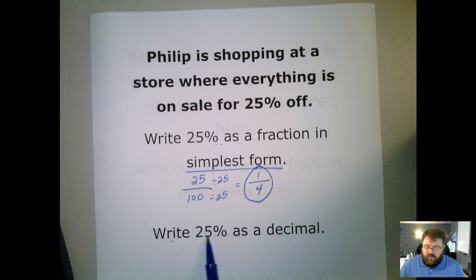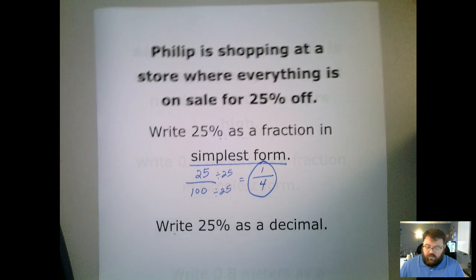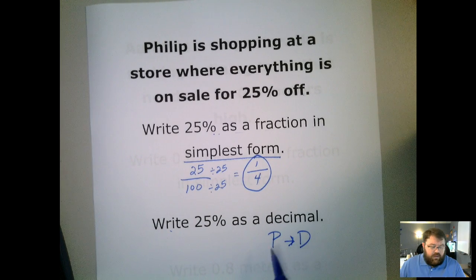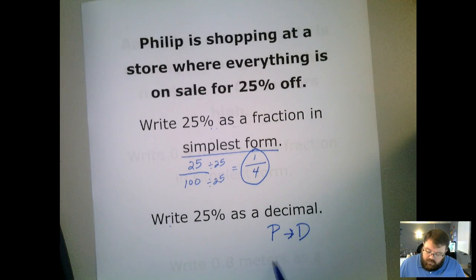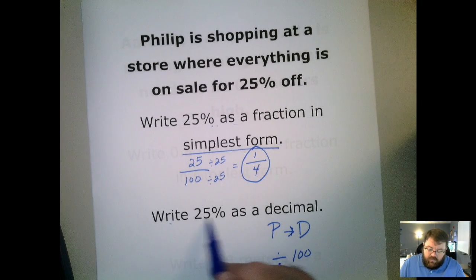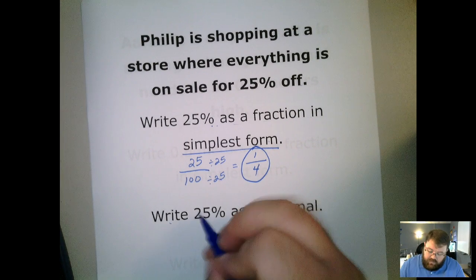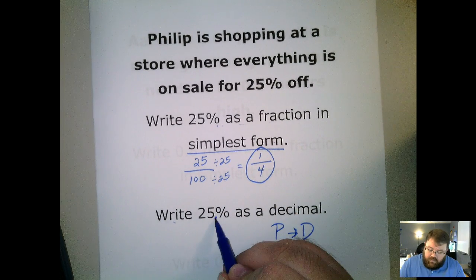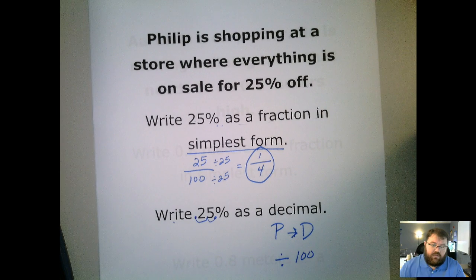Next, write 25% as a decimal. We're moving from a percent to a decimal. Now, percents to decimals, you're not going to multiply by 100. You are going to divide by 100. And when you divide, you're moving the decimal 2 places, but in the opposite direction. So I don't see a decimal here, which means it's always sitting behind your last number. And I'm going to move it 2 places.